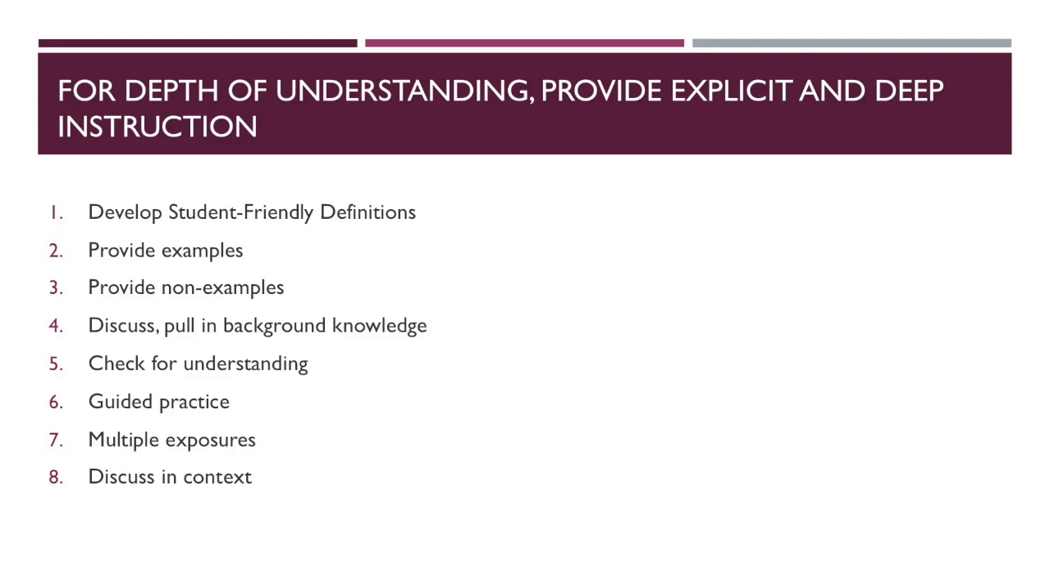We usually don't give the non-examples, but for our ELL students, understanding that the word is this, but it's not this, can be really, really helpful. And then we often will maybe discuss, pull in a little background knowledge, but we stop the process right there usually. So if we want the words to really stick, we've got to go down into checking for understanding, which means that they've got to say it and write it so that we know whether they're understanding it or not. They've got to have some guided practice, some purposeful opportunities to use the word. They've got to have multiple exposures and discuss it in context if we want depth of learning.